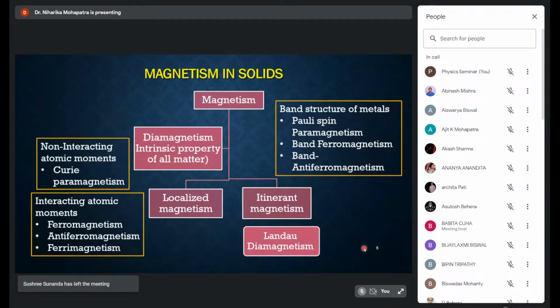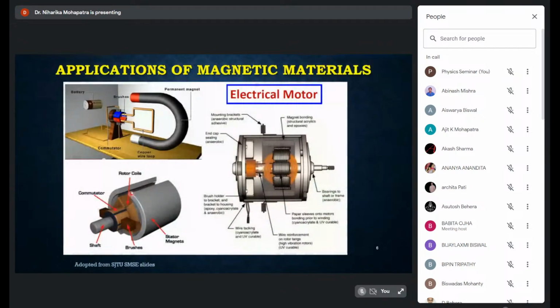So why do we study it? Still, we keep on studying. Still, we look at different kinds of material and all. All this is because of their application. Since long ago, we have been applying this. These are the traditional applications like electric motor or some rotor or permanent magnet, like that we keep on applying.